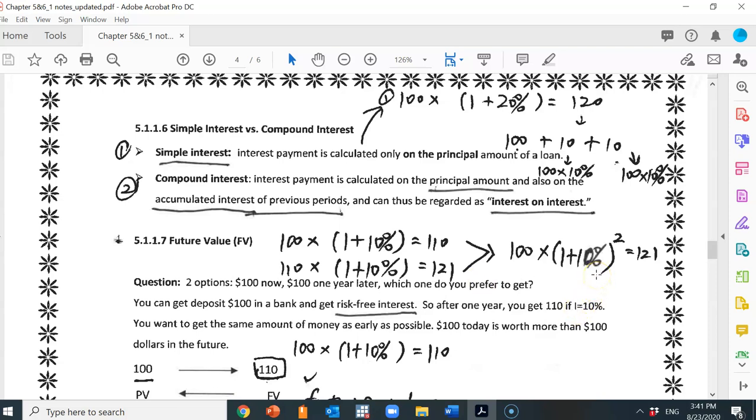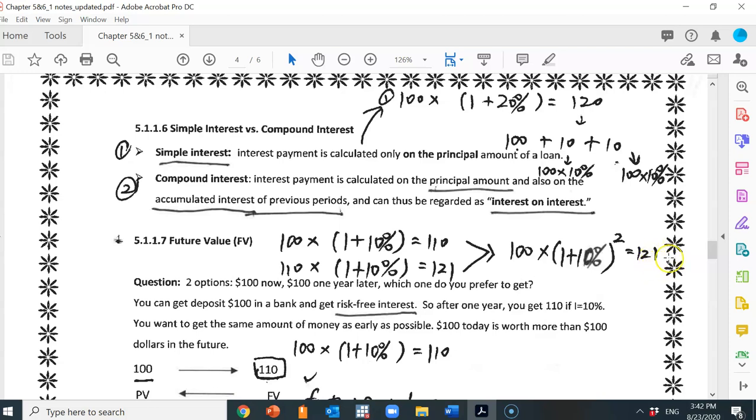So after 2 years, you can also use 100 multiplied by (1 plus 10%) squared, which is 121, as what you will be getting after 2 years if the principal is 100 and the interest rate is compound interest rate of 10%. Okay, so you can see that using compound interest rate, we're getting 121 after 2 years, whereas if you're using simple interest rate, you only have 120.